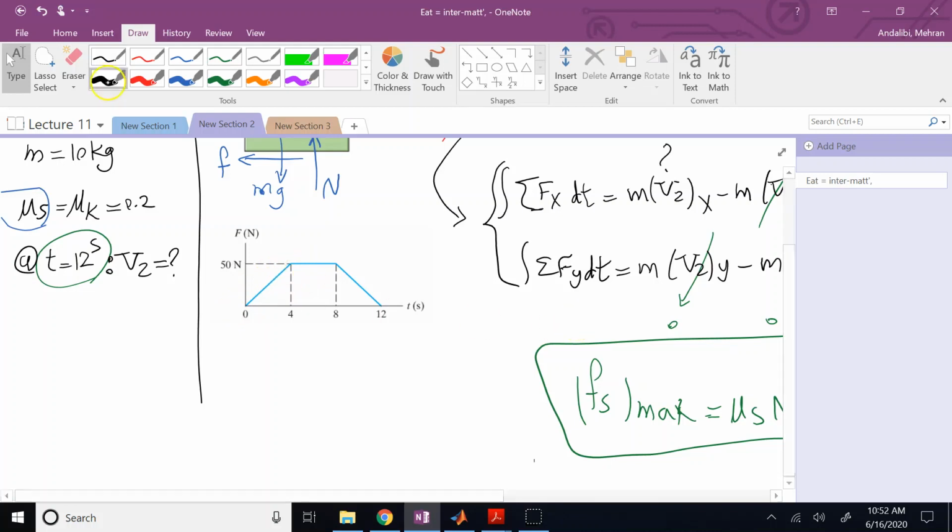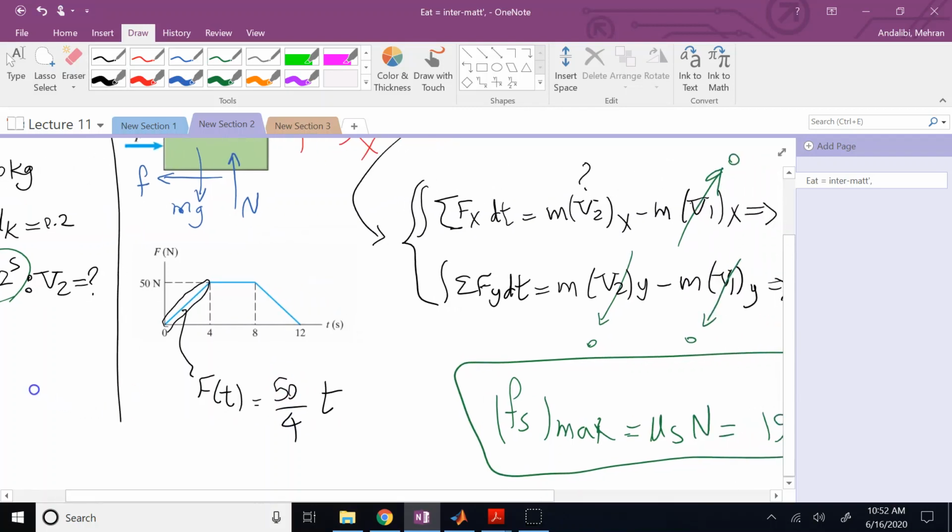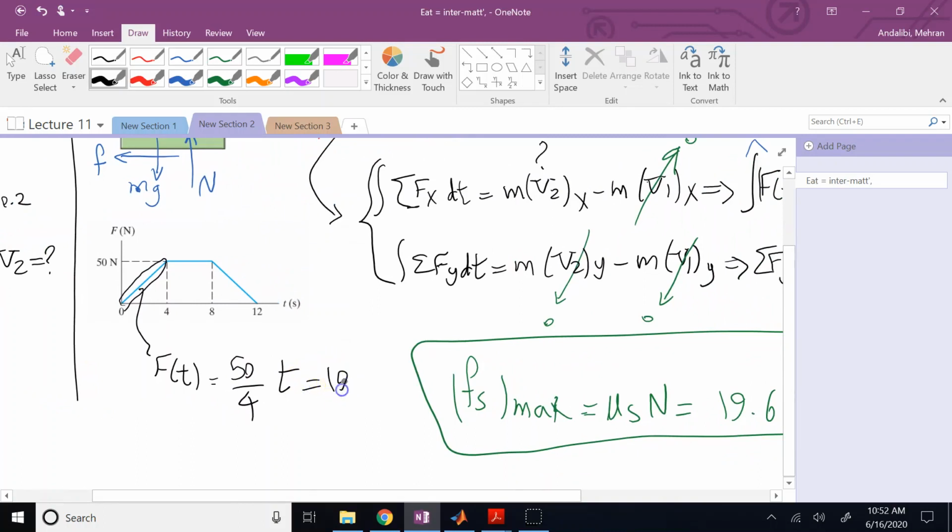So what I do here is, first I find the equation of this line. In here, f versus time for this first portion, since it's passing through the origin, is just a simple slope times t. What is the slope? It is 50 over 4, clearly, right? Now I want this number to be equal to 19.62, and from here I can find the time at which the motion starts. So I multiply that by 4, divide by 50, right?